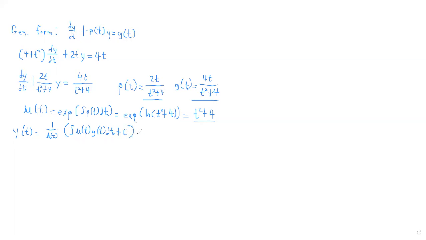And applying that here, mu of t is t squared plus 4. So that's 1 over t squared plus 4 times the integral of mu of t g of t. What was it? Mu of t times g of t is going to just be 4t dt plus c.